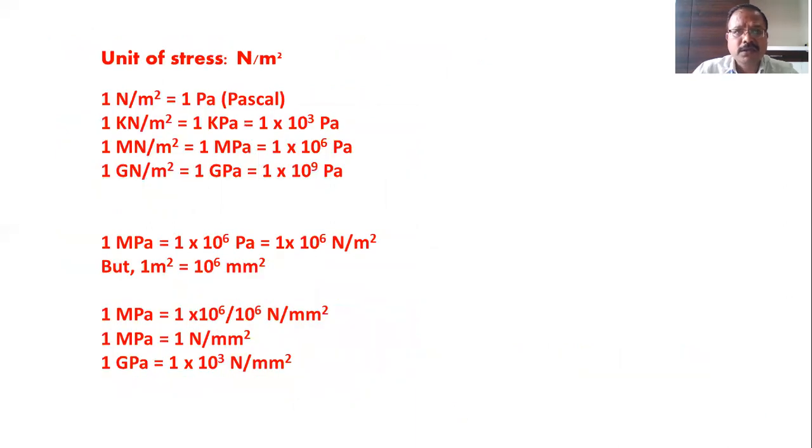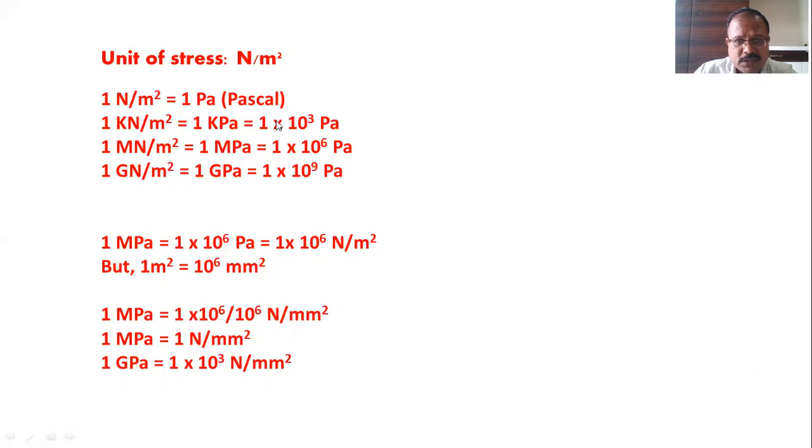And talking about the unit of stress, the basic unit is Newton per meter square, also called Pascal. It can be kilopascal, megapascal, or gigapascal. Kilopascal is 10 raised to 3 Pascal, megapascal 10 raised to 6 Pascal, and gigapascal 10 raised to 9 Pascal. But most commonly we have to convert megapascal into Newton per mm square. So how to convert megapascal into Newton per mm square? Megapascal is 10 raised to 6 Pascal.